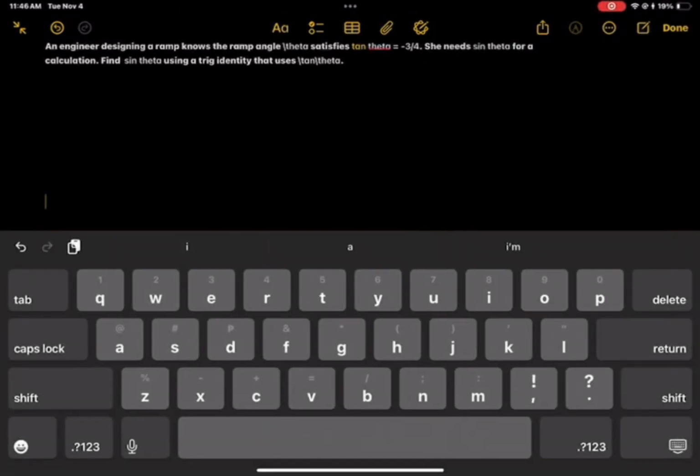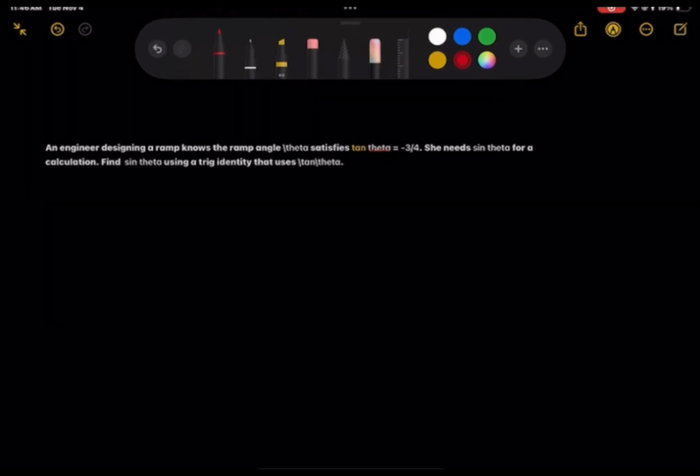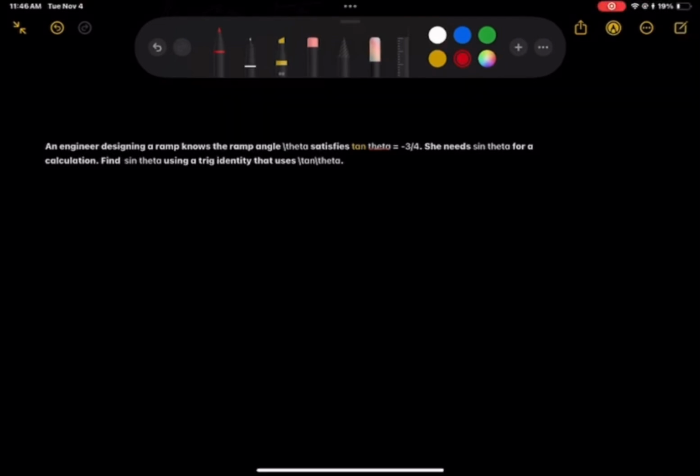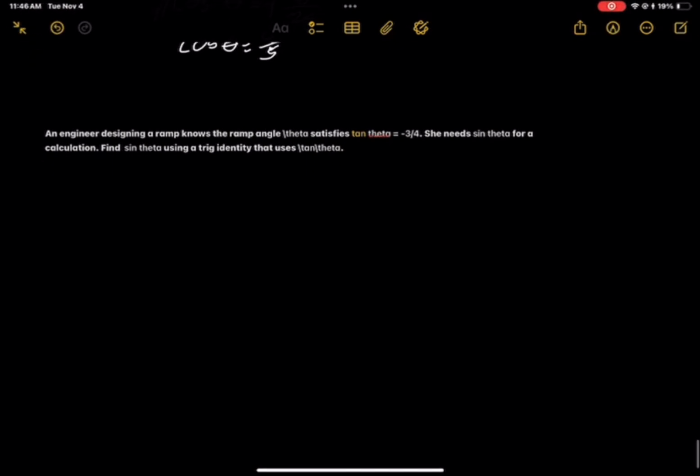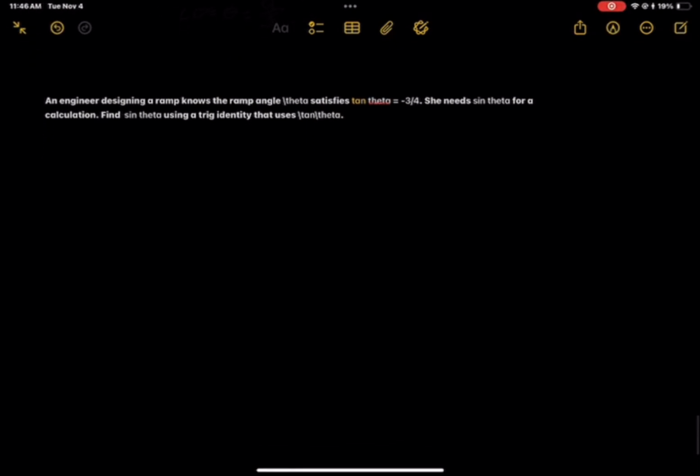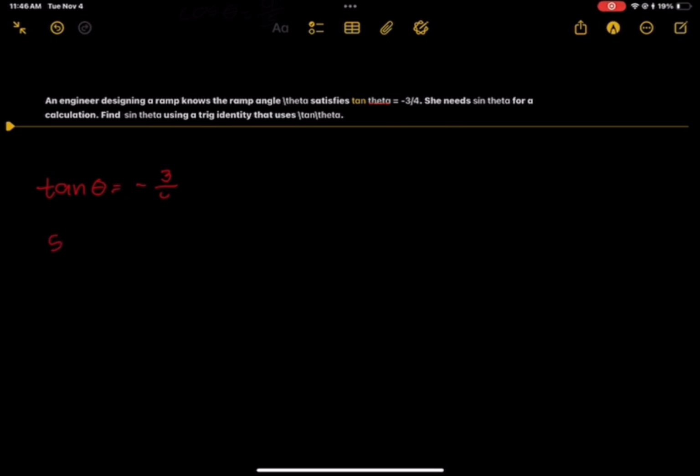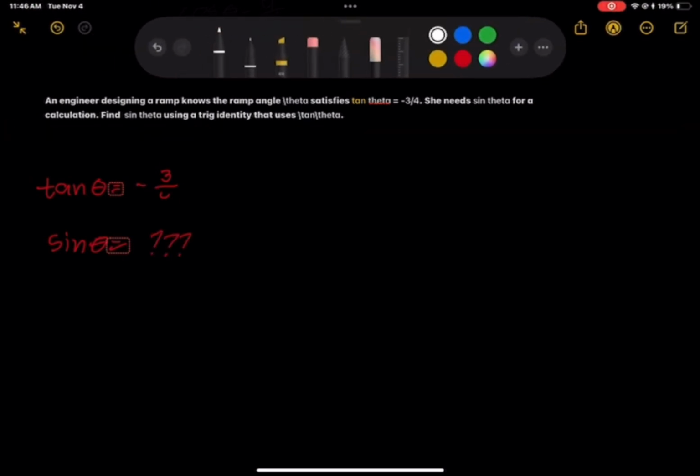So, this is our second word problem. An engineer designing a ramp knows the ramp angle theta satisfies tan theta equals negative 3 over 4. She needs sine theta for calculation. Find sin theta using a trigonometric identity that uses tan theta. So, we have our given and unknown. Our given is tan theta equals negative 3 over 4. And based on the problem, our unknown is sine theta. So, we will have to find that.